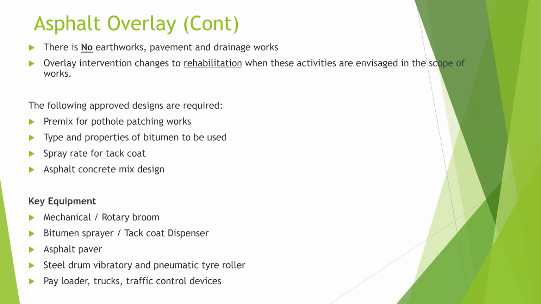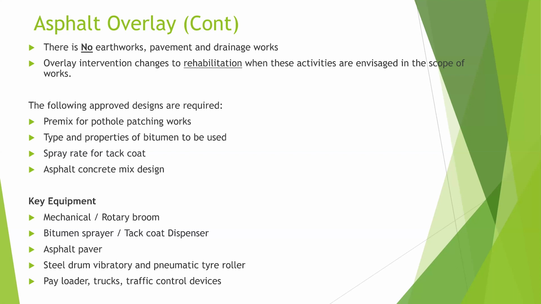Now, during overlay, you need to get approval for some designs to ensure that they meet the specifications. Even the pothole, you will have to make sure that the right mixes are applied on the road. And then you also have to get the type and the properties of the bitumen to be used for the asphalt works. The spray rate for the tar coat and the asphalt concrete mix design all must be approved before application.